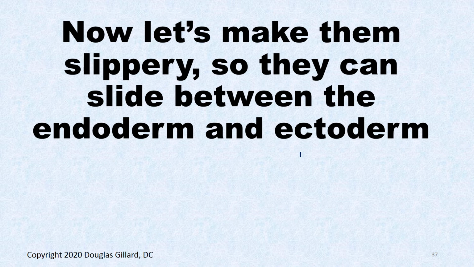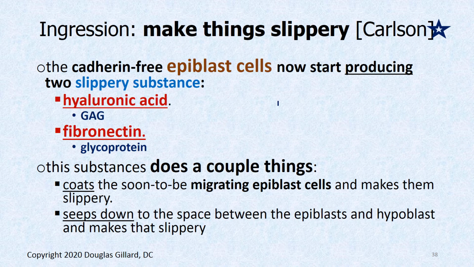Now we need to make it slippery, the space in between what's going to be the ectoderm and endoderm. Right now it's the epiblast and hypoblast. We need to make that slippery. These epiblast cells also turn on the genes that make hyaluronic acid, which is a glycosaminoglycan, and they make fibronectin, which is a glycoprotein. Especially hyaluronic acid. We talked about that in spinal anatomy already, how slippery that stuff is. GAGs are really slippery. That stuff goes down and coats the migrating epiblast cells, getting this slippery stuff all over them. Then it slips down between the epiblast and hypoblast and makes that area really slippery so cells can squeeze in there.